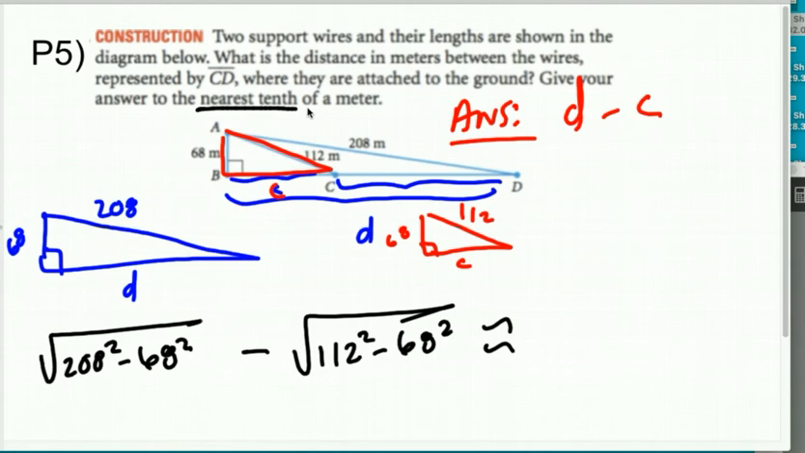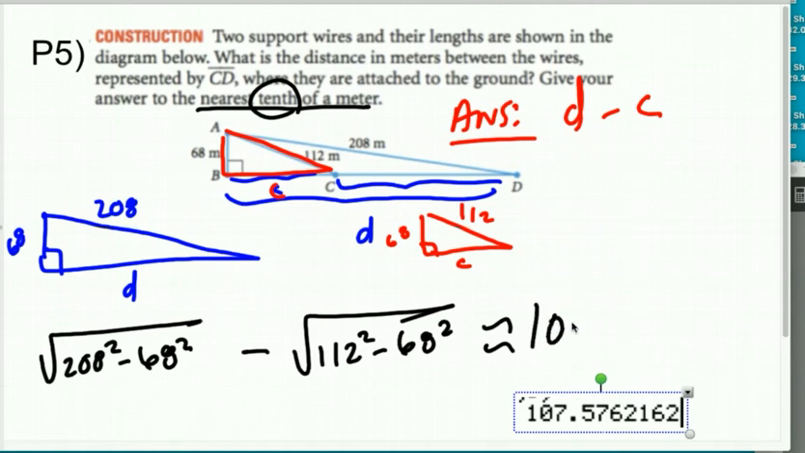I hate when they do this. They said tenth. That's annoying. A whole meter at least makes sense. They said tenth, so the answer they want is this in meters. Okay, that's the answer they want.